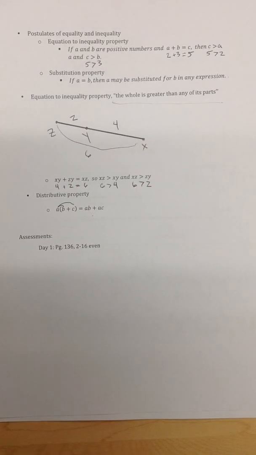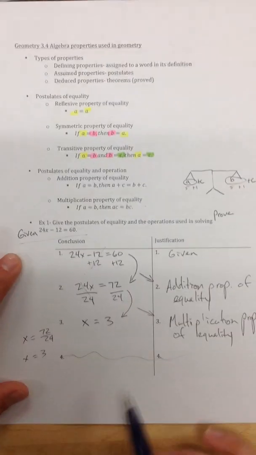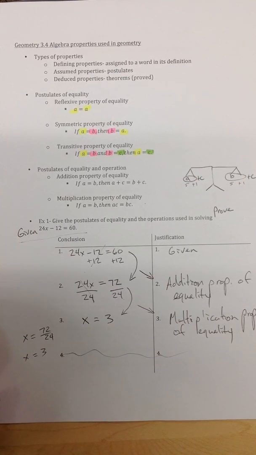So for your assignment, you've got page 136, 2 to 16 even. Let me look here. It looks like, hopefully, those aren't too bad. It doesn't look like any of those you have to set up a full proof. A full proof would be like these here. It doesn't look like you have to set up anything like that. It looks like it's just asking for different properties.